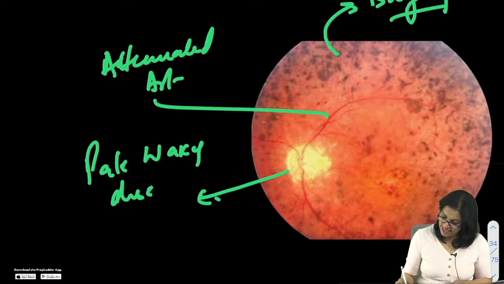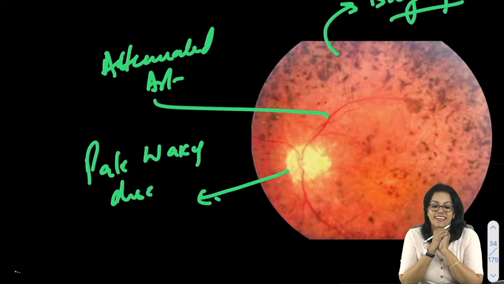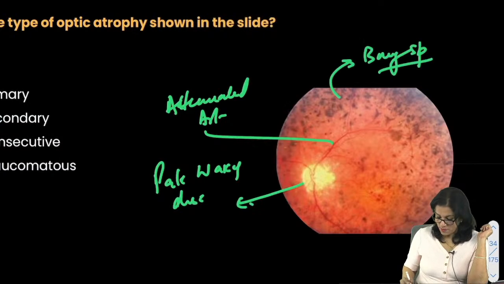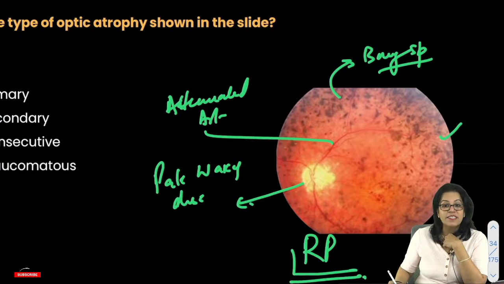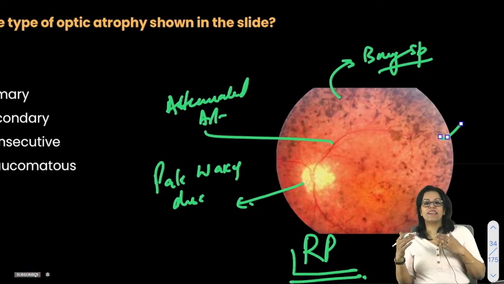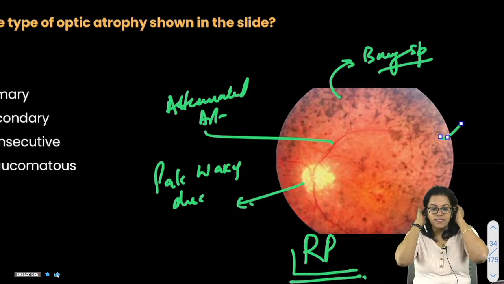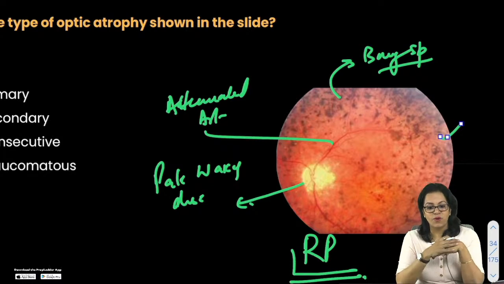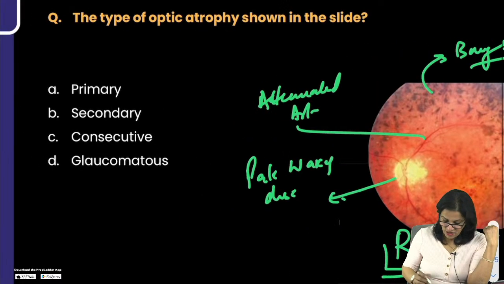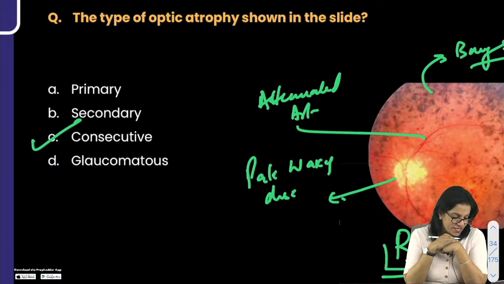So what are you looking at here? We are talking about retinitis pigmentosa. This is a slide of RP. Since the mid periphery is involved, it is a typical retinitis pigmentosa. Which atrophy will it be? Any atrophy due to the retinal disease, what is that called? We will say it is called consecutive. So the answer here is consecutive.